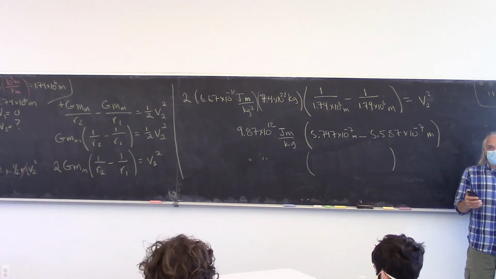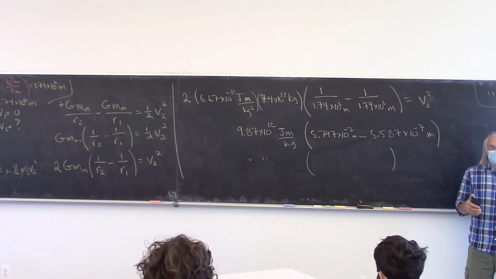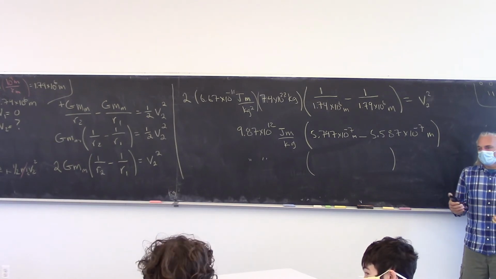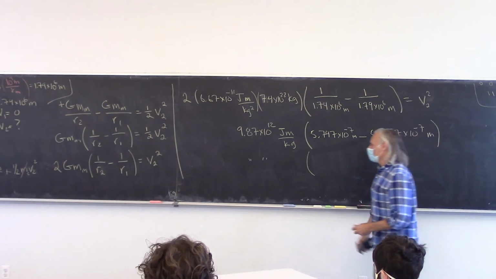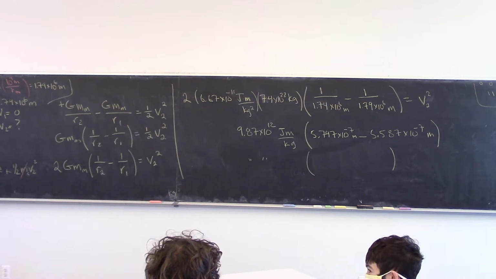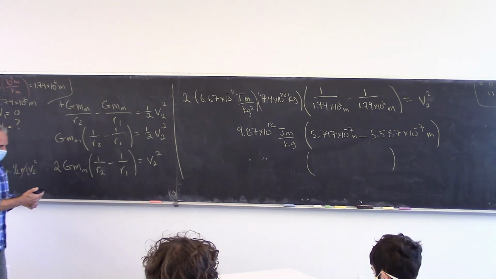Anybody getting similar things? Is anybody getting things at all? I did it all in one big step. Okay. What was at the end of your big step? 398.1. Oh, after square rooting, yeah. 398.